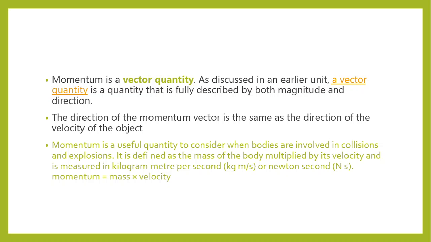So momentum is a vector quantity as discussed in an earlier unit. A vector quantity is a quantity that is fully described by both magnitude and direction. So the vector part of momentum comes definitely from the velocity. Whatever the direction of velocity is going to be is the direction of momentum. So the direction of momentum vector is the same as the direction of velocity of an object.